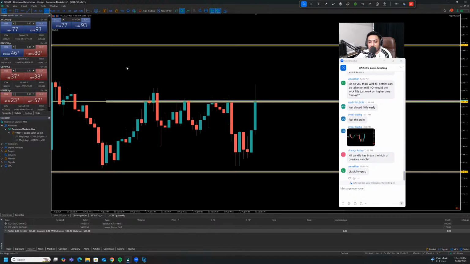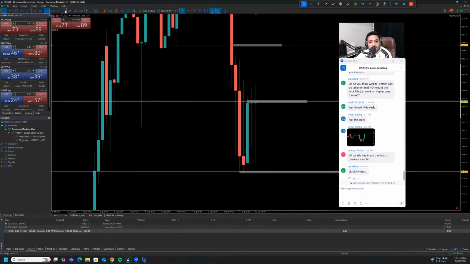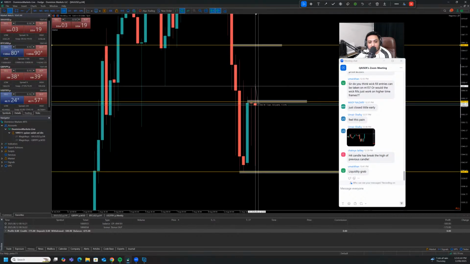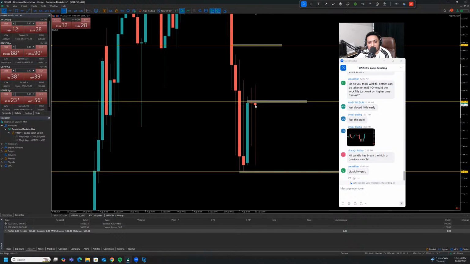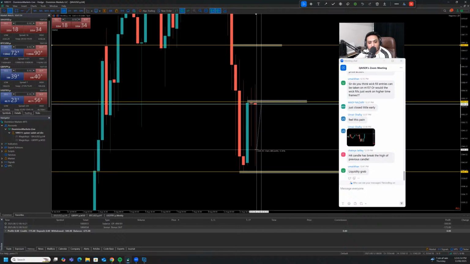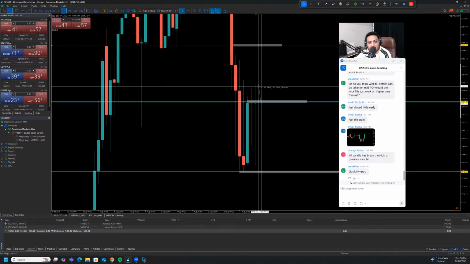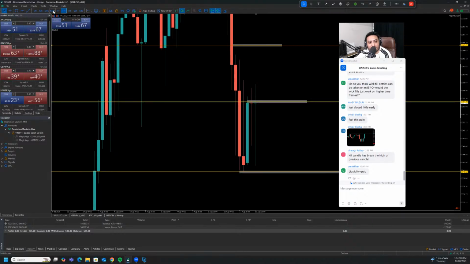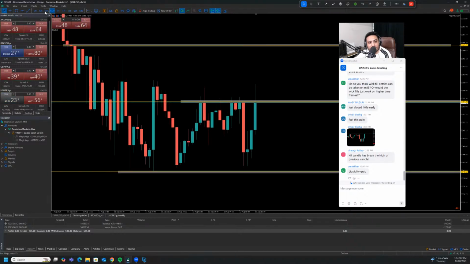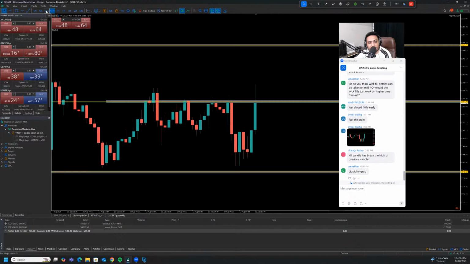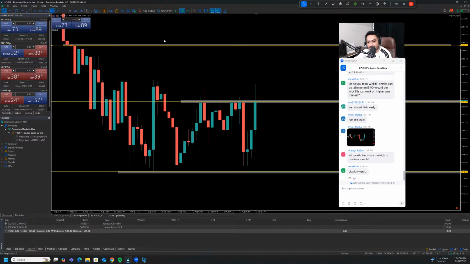H4 has broken the high of the previous candle. Let me look at H4. Look at this one. It broke above the high of the previous candle, while also breaking its own opening price to the downside. So it's a clear sign of volatility. Look at this one. This H4 candle broke the low of the previous H4, and at the same time it broke above the previous H4. So a clear sign of volatility. Don't be trapped into this. Just relax and chill.